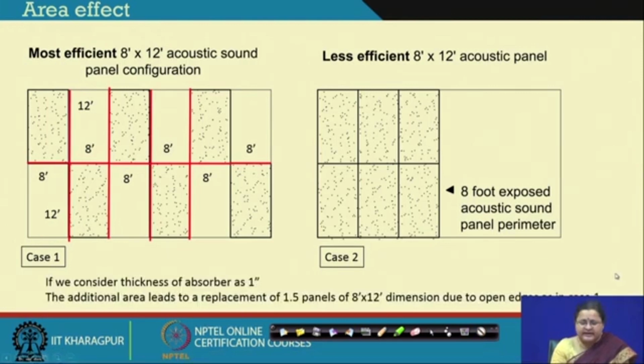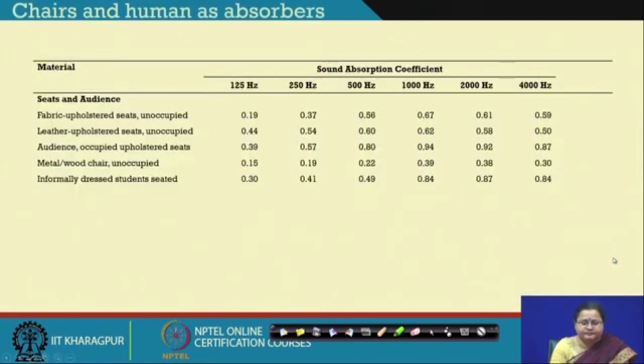So, this is what has been shown through case 1 and case 2, and you can do it yourself for some such items, and you can see how this can actually affect the absorption coefficient, and obviously that will be reflected on the reverberation time.